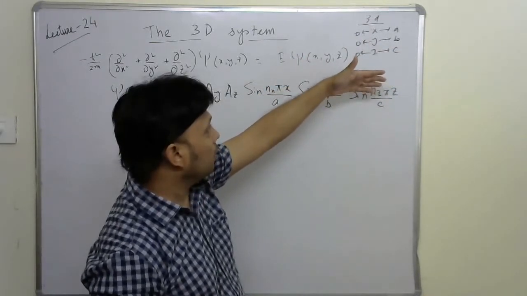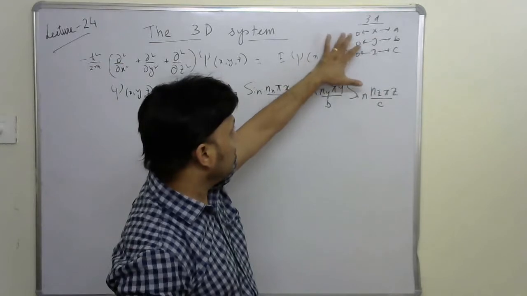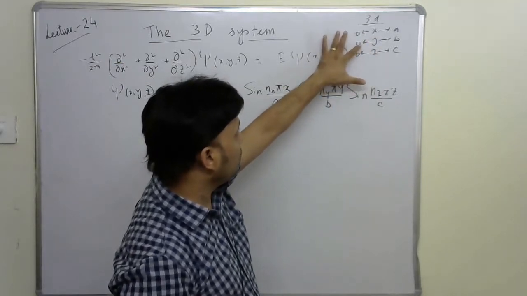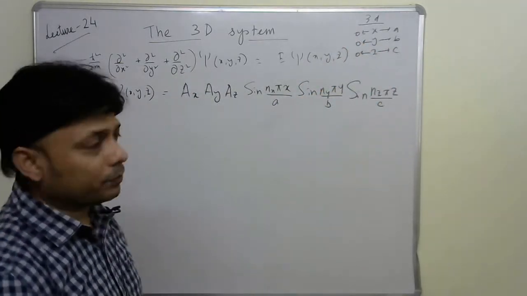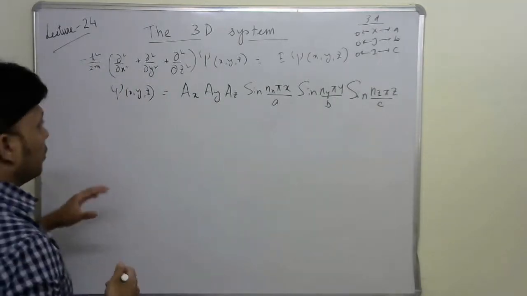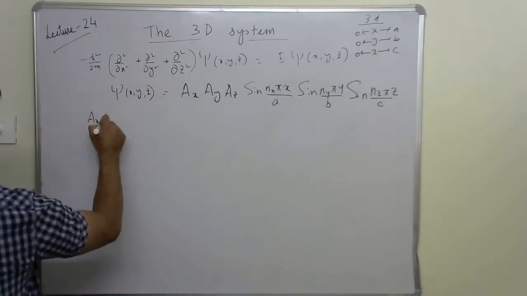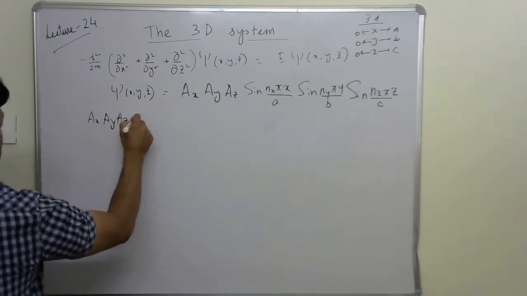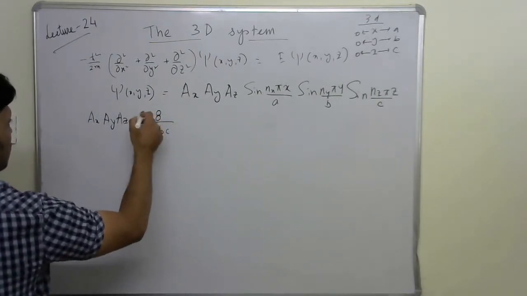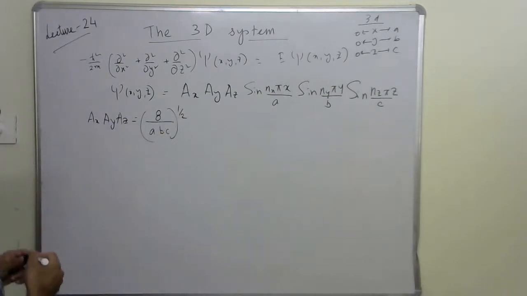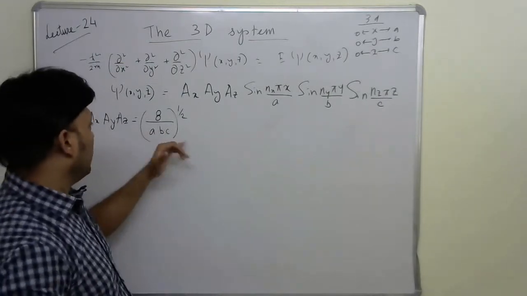For any other values of y and z, and similarly psi would be 0 at y equal to 0 and at y equal to b, for any other values of x and z. So we understood the boundary conditions, and this is the solution. The product of Ax, Ay, and Az is equal to the square root of 8 divided by a times b times c. So these are the dimensions in 3D: a, b, and c.